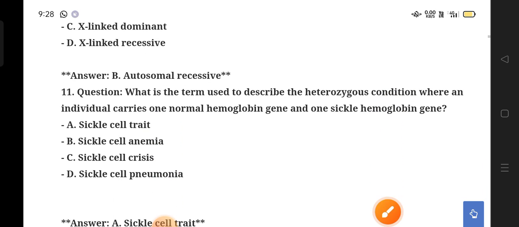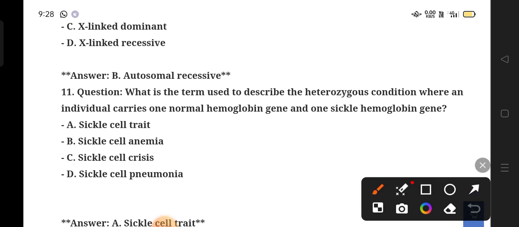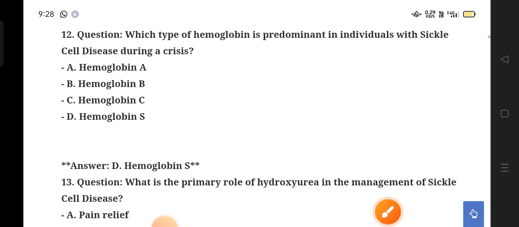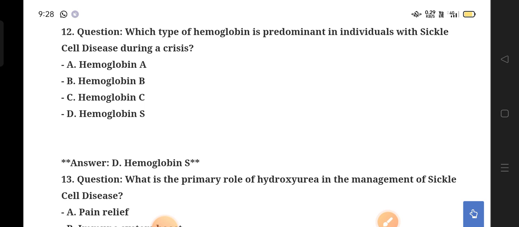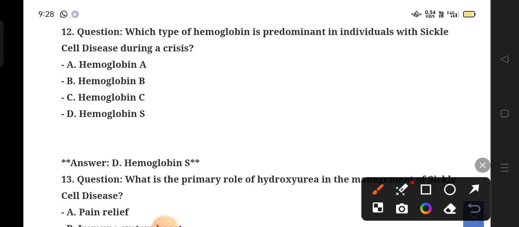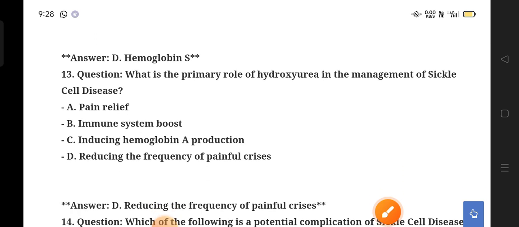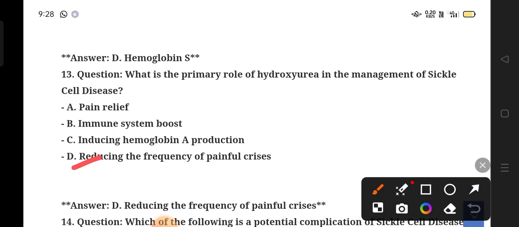Next, what is the term used to describe the heterozygous condition where an individual carries one normal hemoglobin gene and one sickle hemoglobin gene? Option A, sickle cell trait. Next, which type of hemoglobin is predominant in individuals with sickle cell disease during a crisis? Option D, hemoglobin S. Next, what is the primary role of hydroxyurea in the management of sickle cell disease? Option D, reducing the frequency of painful crisis.